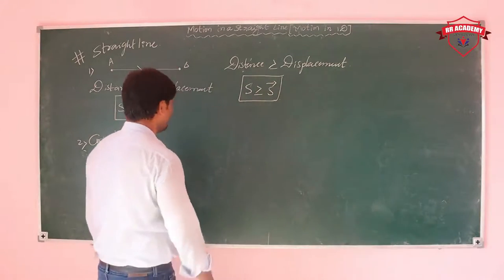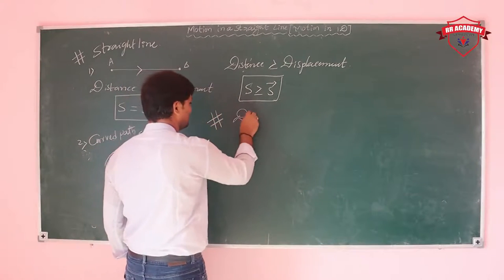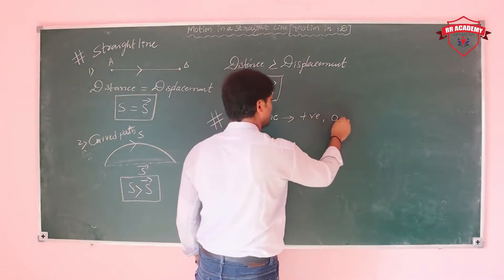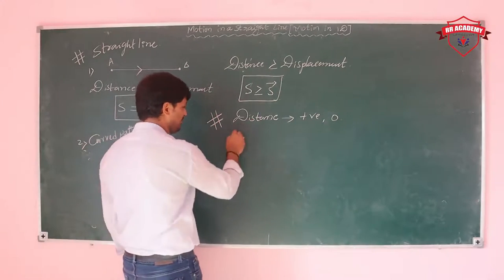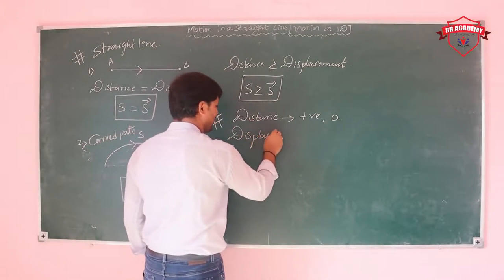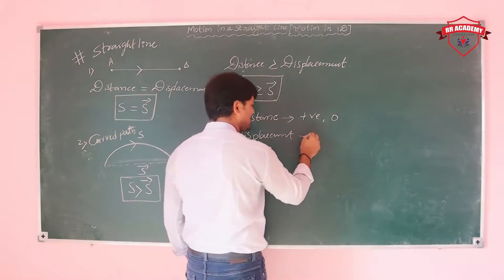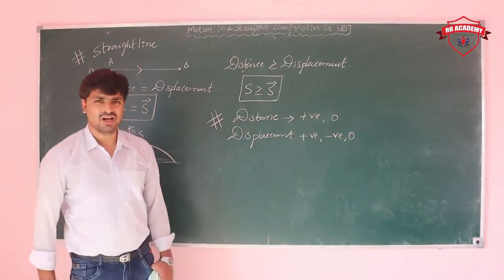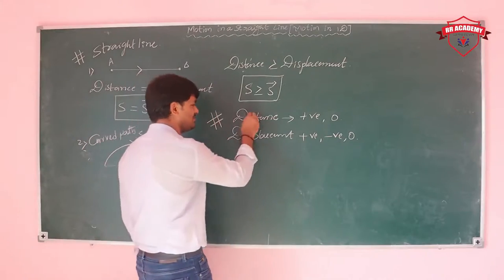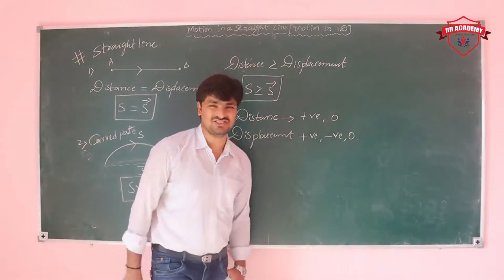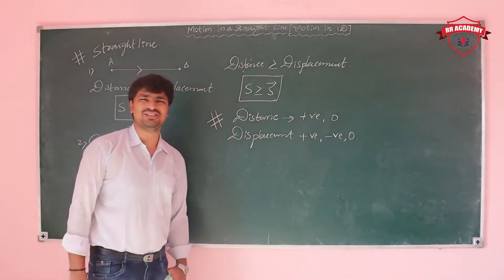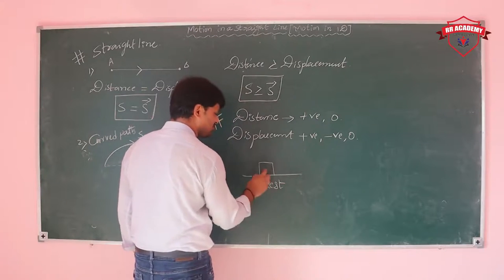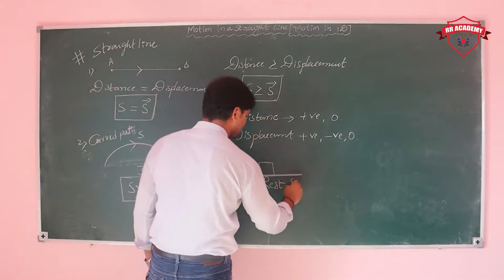Next, some conditions: distance is always positive, and in some conditions it may be zero. Displacement, as we just saw, is sometimes positive, sometimes negative, and sometimes zero also. But what are the possibilities for distance to become zero? Only one possibility: the particle is at rest. Only in this one particular condition does distance become zero.